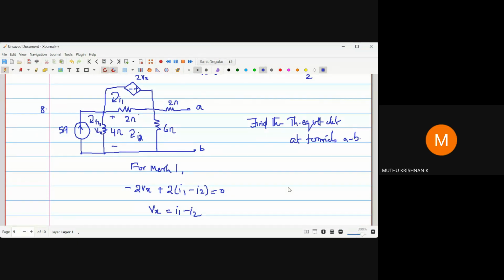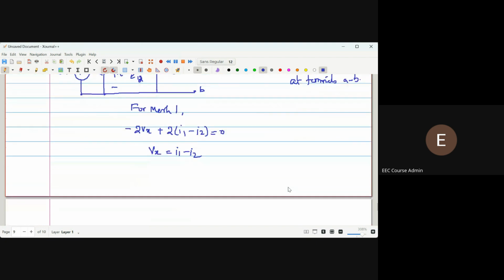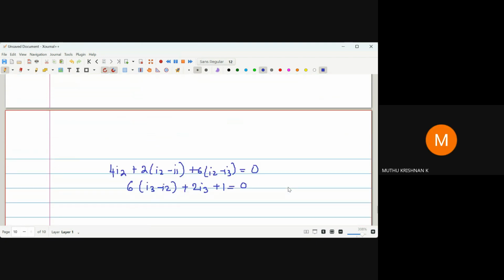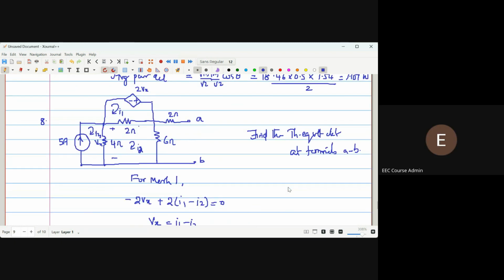Likewise, for mesh 2, the 6 ohm, the current flowing through it will only be I2, no, ma'am? I2, but the expression is different. That's why I need to check. That's why I told you I will go through and then share it with you. Ma'am, 4 and 6 are interchanged, I think. Correct.